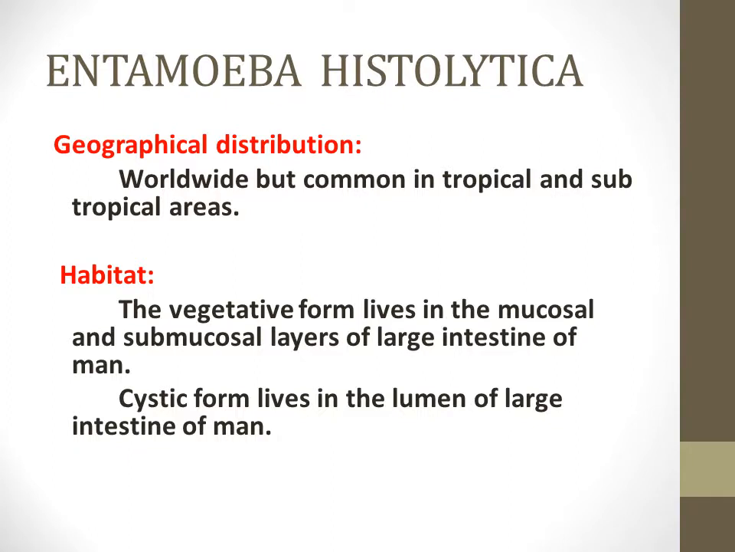First of all, I would like to discuss the important species, Entamoeba histolytica. Its geographical distribution is worldwide, but it is common in tropical and subtropical areas. The habitat of Entamoeba histolytica is that the vegetative form is present within the large intestine in the mucosal and submucosal layer, while the cystic form lives in the lumen of the large intestine.